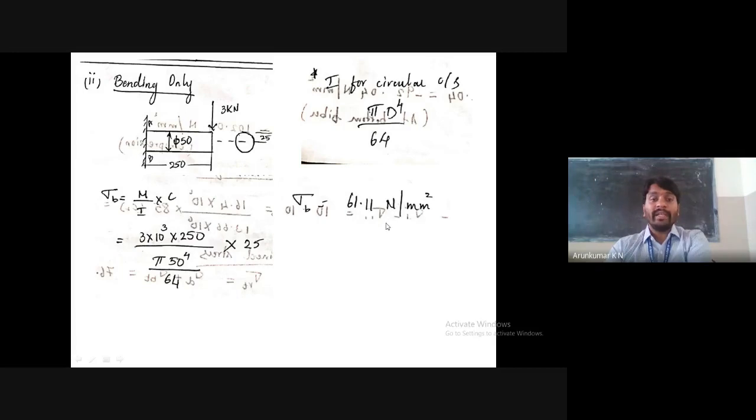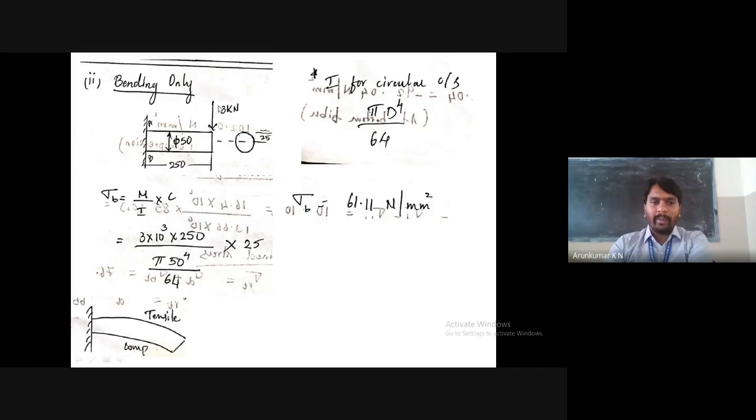So what about the bending stress? I told you that the bending stress along the neutral axis is zero. At top or bottom, you need to find where it is tensile and where it is compression. That is the only thing you need to analyze. All these equations you know, and everything will be available in the data handbook. Only thing is you need to analyze it.